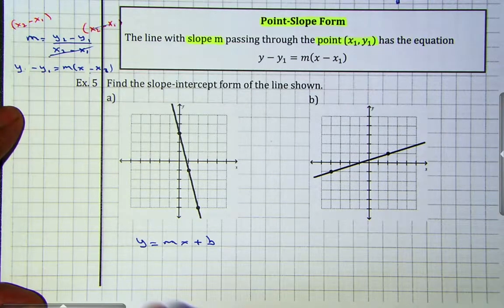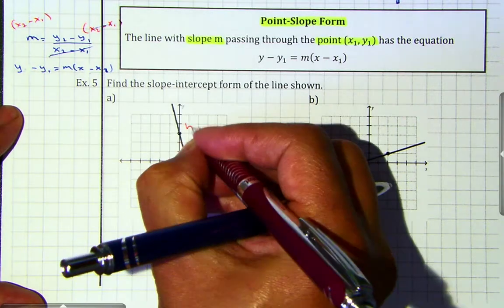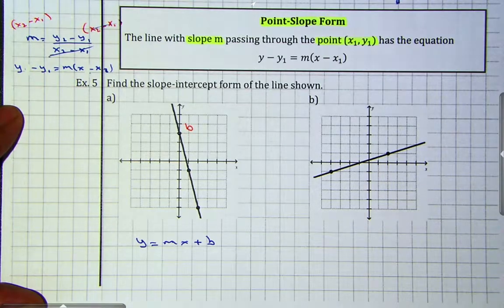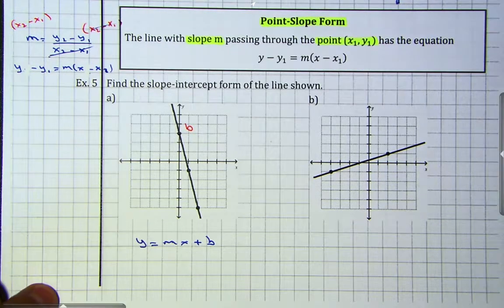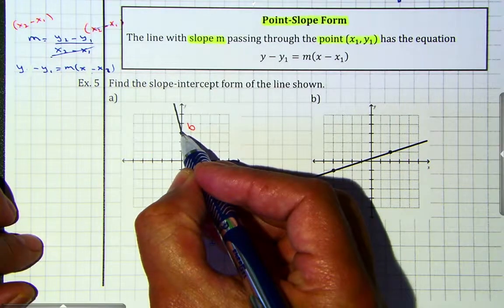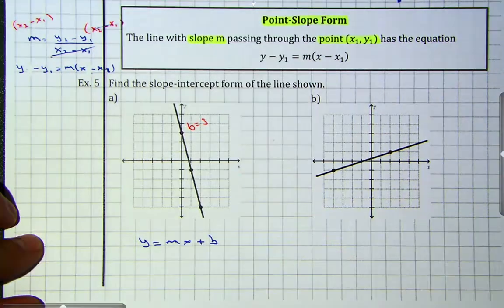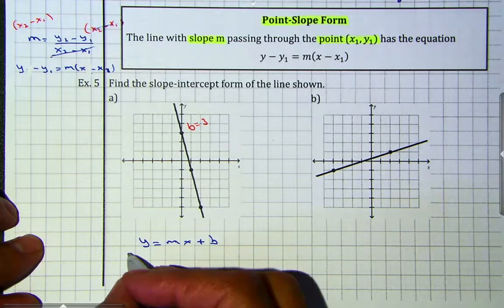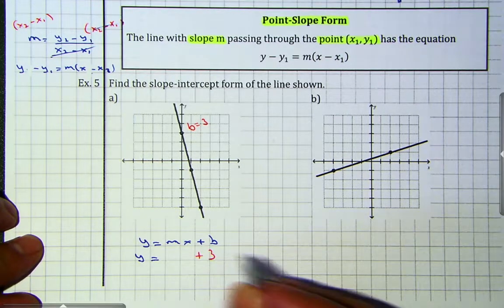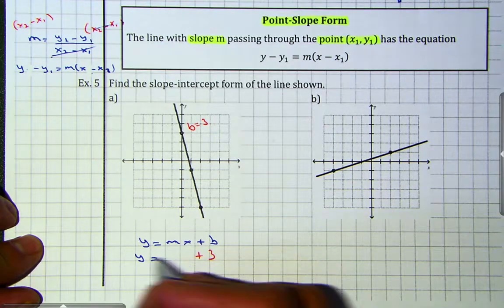If they give me the y-intercept, which is my b, then I use the slope-intercept form. So in this case, because I know that it crosses the y-axis at 3, I know that my b is equal to positive 3. So therefore, we can use this formula where that is positive 3. And then what is your slope? It's down 4 and over 1, so it's negative 4.